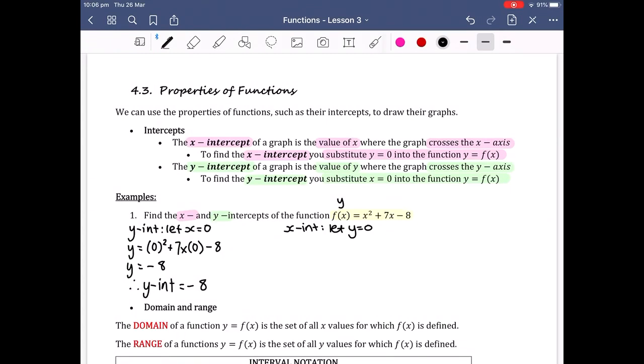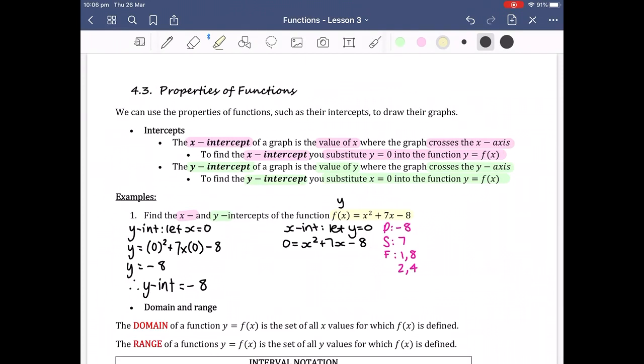For our x-intercept, it's a little bit trickier as we let y equal 0. So when we let y equal 0 in this case, we'll have 0 equals x squared plus 7x minus 8. So now we have created a quadratic equation. We need to use our PSF, our product, sum, and factors, to solve this. Our product is our constant, which is minus 8. Our sum is our coefficient of x, which is 7. And our factors are our factors of 8, which is 1 and 8, and 2 and 4.